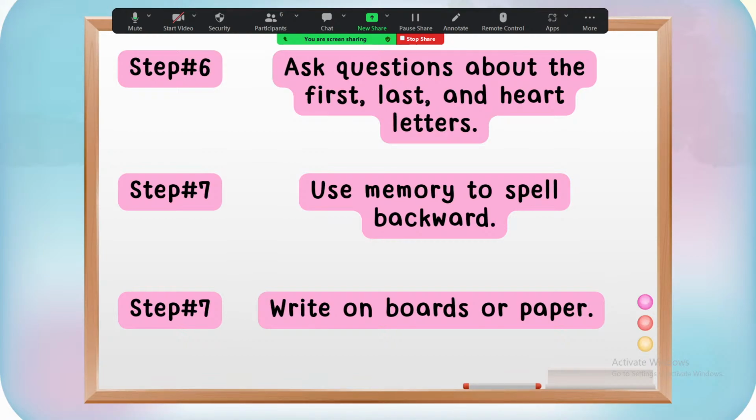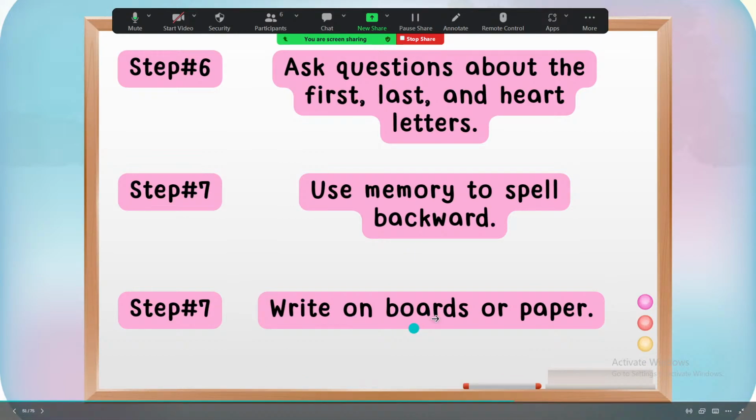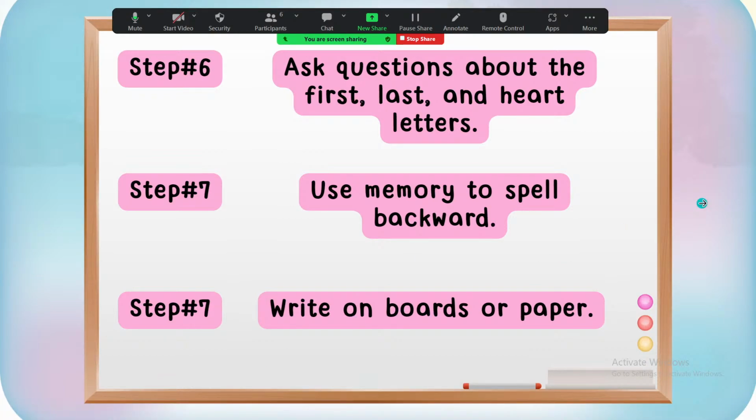So it will be D, I, A, S. D, I, A, S. They need to think, they need to use their neurons. They will put pressure, and this pressure will help them memorize the spelling. Number 7, the last thing is write on boards or on paper. Give them papers or their notebooks or whatsoever and ask them to write.